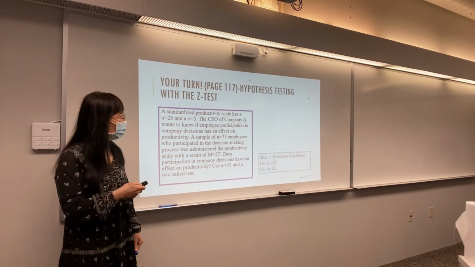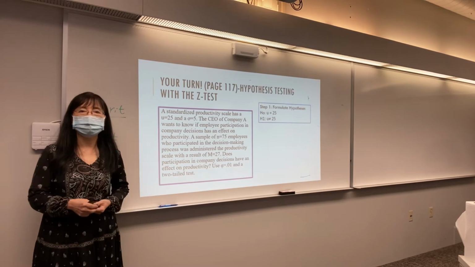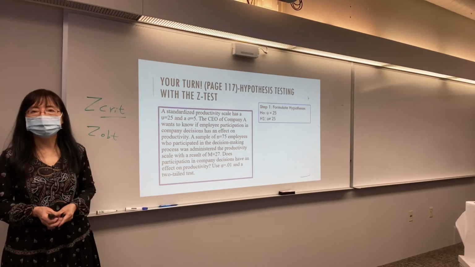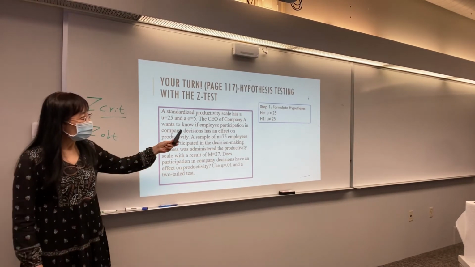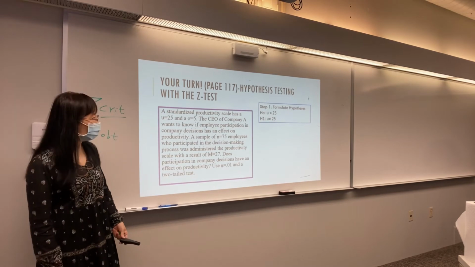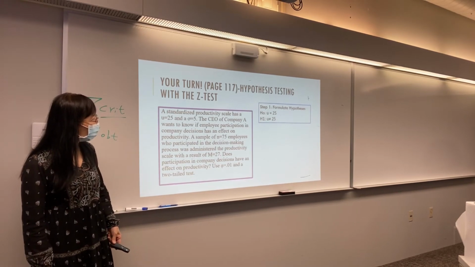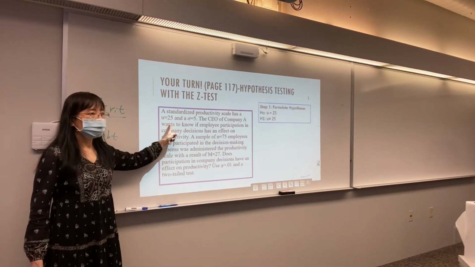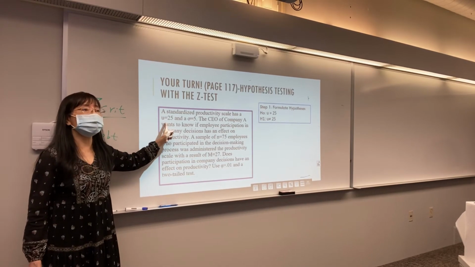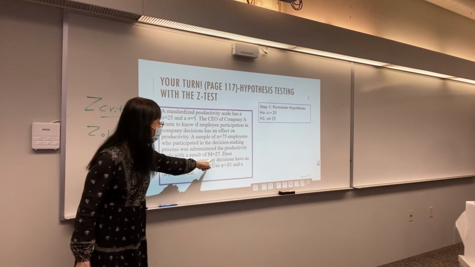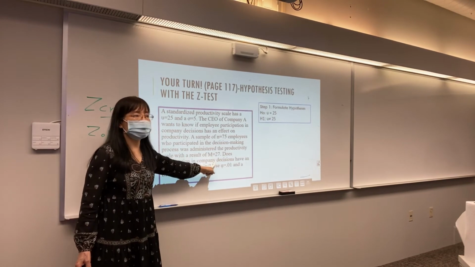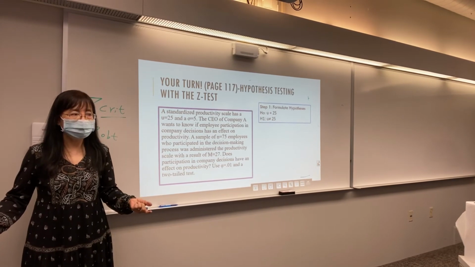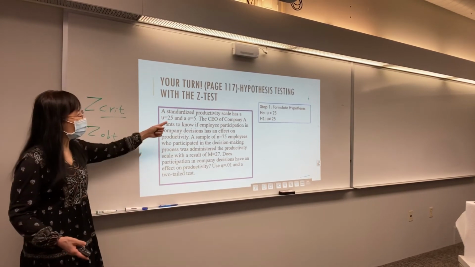That's your first step, right? So you assume mu equals 25. Where's 25 from? From here, right? Make sure you use mu for your hypothesis. Don't use 27. Don't use mean. You use mu because you are testing for population. Okay, so that's your first step.